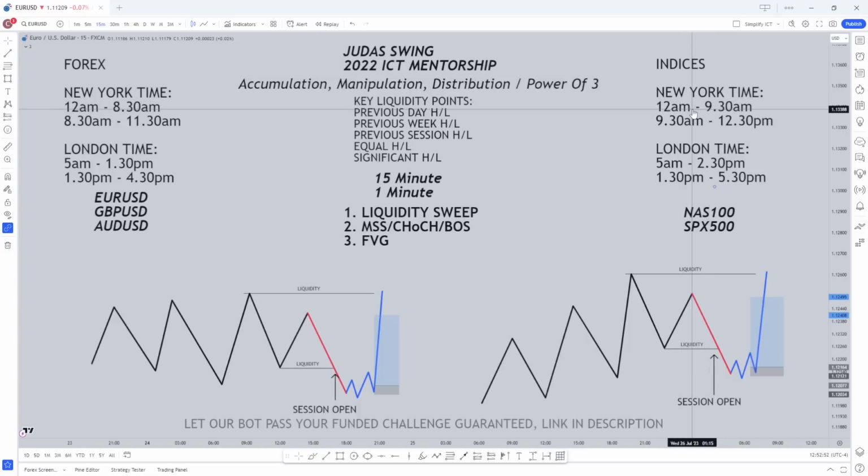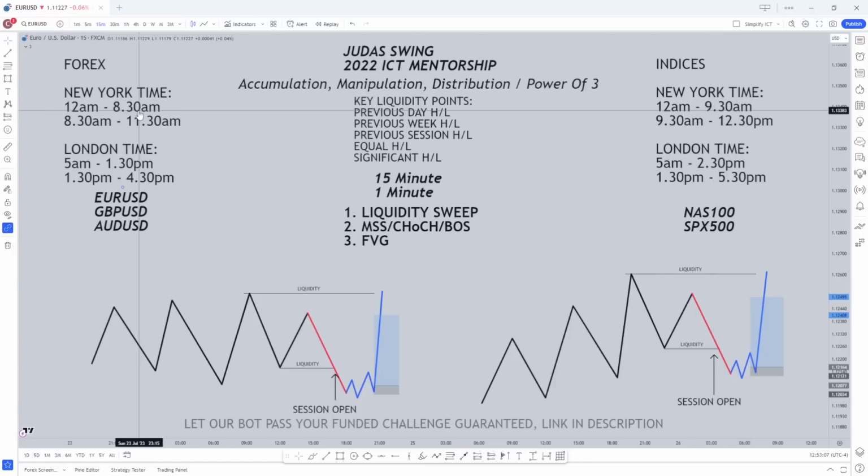So the first window is from 12 a.m. to 9:30 a.m. instead of 8:30, so it's just a 1 hour difference there. And then the second time window is from 9:30 a.m. to 12:30 p.m. The same thing applies for the London time. So there are 2 time windows. What are we going to be using them for?